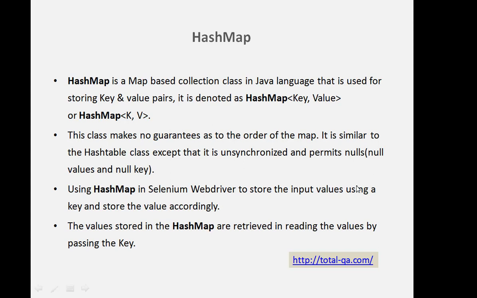What is hash map? Hash map is a map-based collection class in Java language that is mainly useful for storing key and value pairs. It is denoted using HashMap<K, V>, key comma value. This class makes no guarantee on the order of the map. It is similar to another collection class called Hashtable, but it is unsynchronized and also it permits null values.